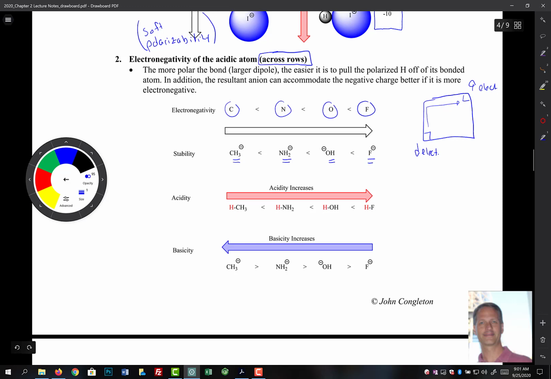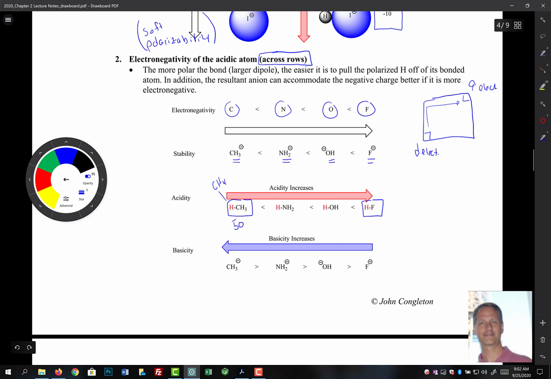And that's because fluoride, being more electronegative, can accommodate that negative charge better than an oxygen atom, a nitrogen, or a carbon. That trend is also true when we look at acid strength. So HF is going to be the most acidic, and HCH3, aka CH4, will be the least acidic.